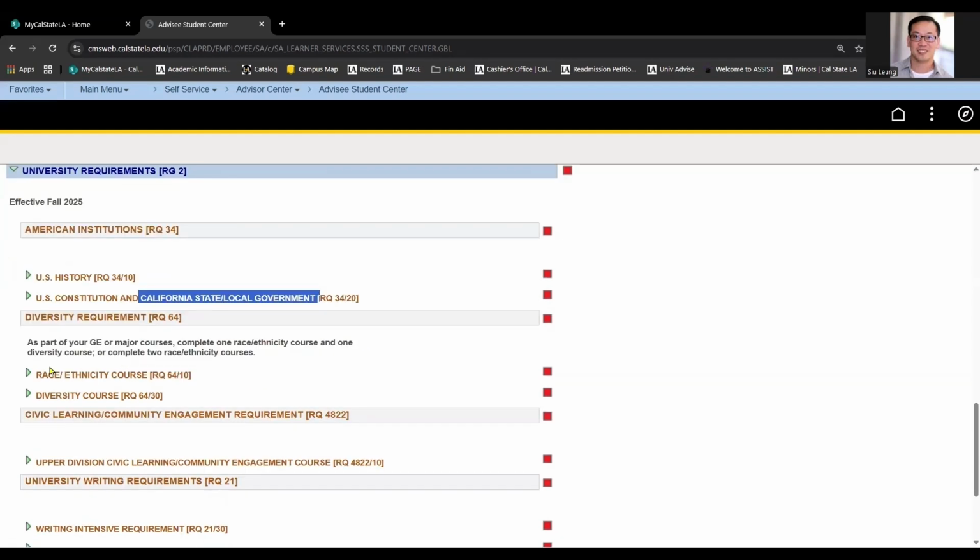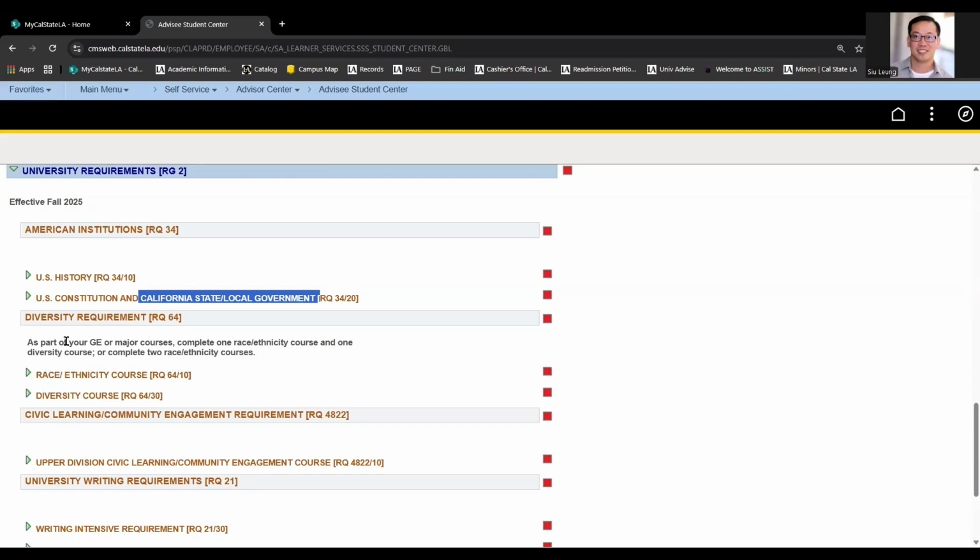Next, we have the diversity requirement. So you do need 2 courses for the diversity requirement. One is the race ethnicity. So one of those diversity courses has to be a race ethnicity course. And then the other course could be either another race ethnicity course or a diversity course. All right, so you get that. So one has to be race ethnicity. Your second diversity course could be another race ethnicity, or it could be a diversity course. So if you take 2 diversity courses, that's not going to work. You still need at least 1 race ethnicity course.